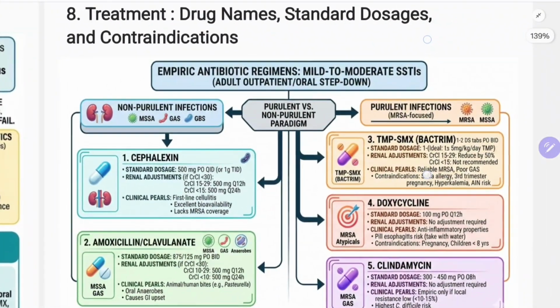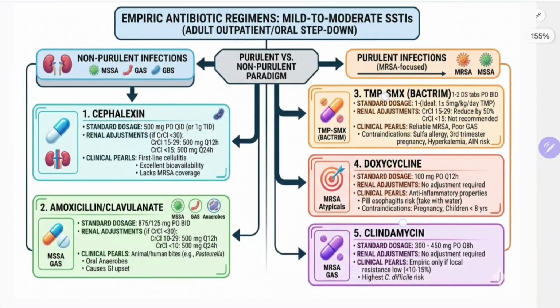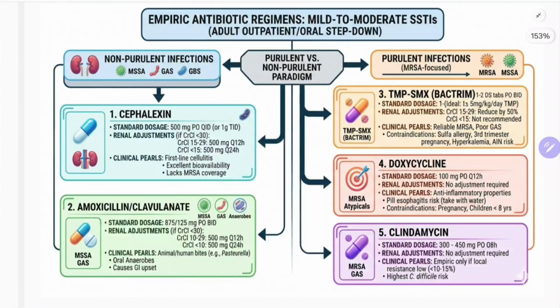Now, what should be the empiric regimens? Okay, so drug names, standard dosages, and contraindications. Empiric antibiotic regimens for mild to moderate. Mild to moderate means only mild. Okay, not moderate. Moderate, you should have IV antibiotics. Adult outpatient and oral step-down therapy.